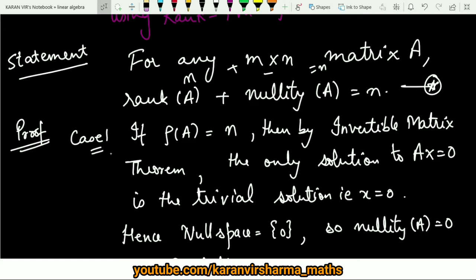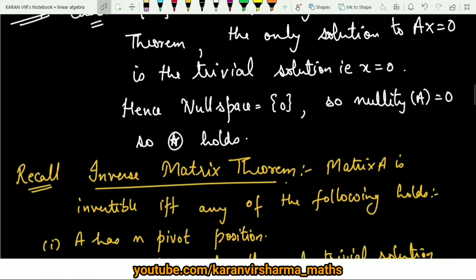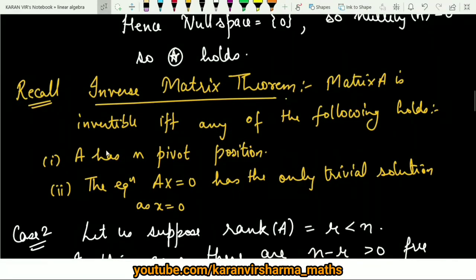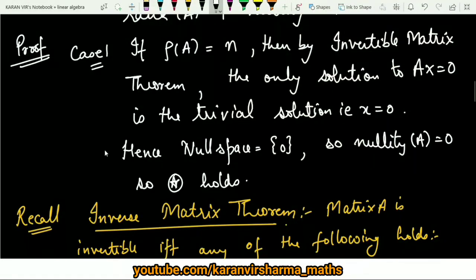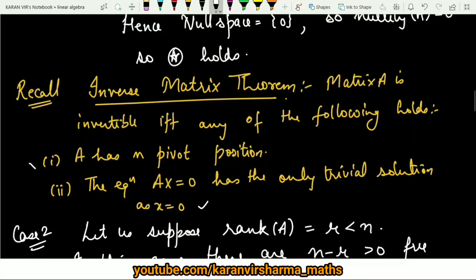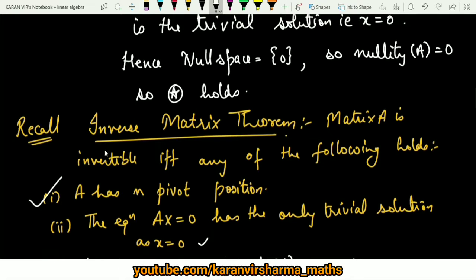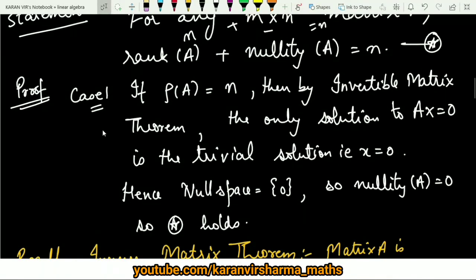So if the rank of A is n, then by the invertible matrix theorem, which states that a matrix A is invertible if and only if the following things hold, and both of these things are equivalent. That is, if A has n pivot positions, then the equation Ax equals 0 has only the trivial solution x equals 0. This we will be using in the first case. So if rank is n, it means the equation has only the trivial solution x equals 0.